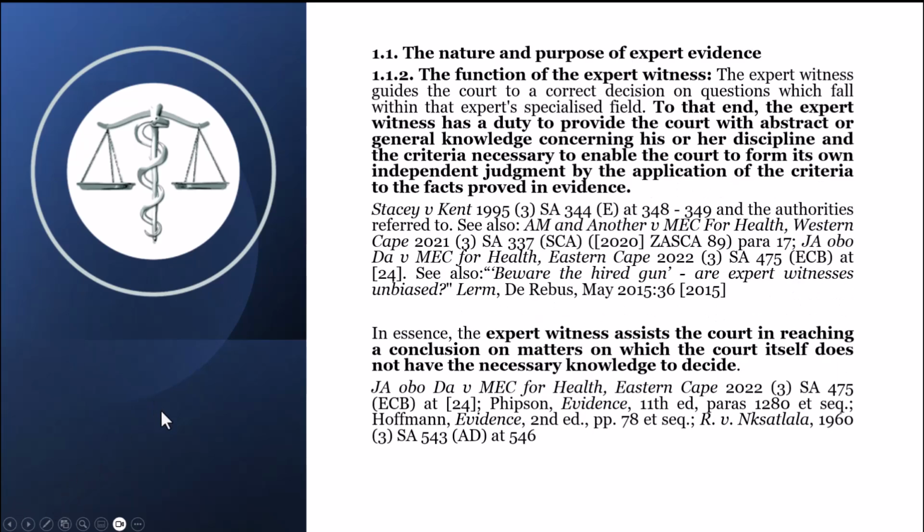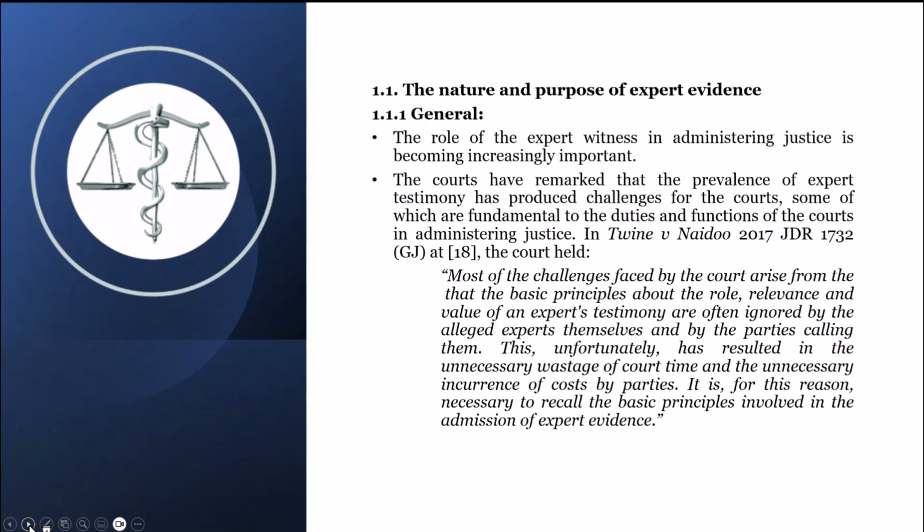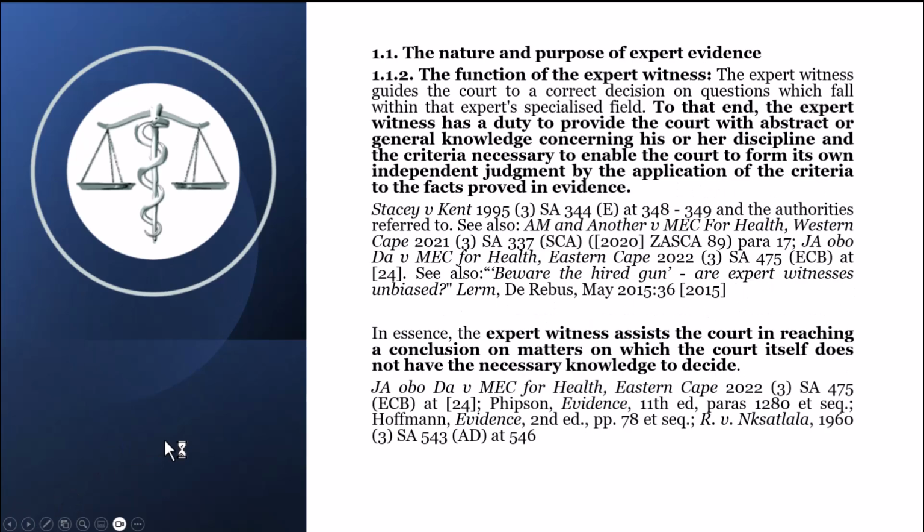Then if we have a look at the nature and purpose of expert evidence. So let's have a look at the function of the expert witness. The expert witness guides the court to a correct decision on questions which fall within that expert's specialized field. We'll break that sentence down during the course of these lessons, but it's that question of guidance which is important. You remember that I talked about the relationship between the court and the expert. The expert must regard himself or herself as a guide. That's key. Then to a correct decision on questions which fall within that expert's specialized field.